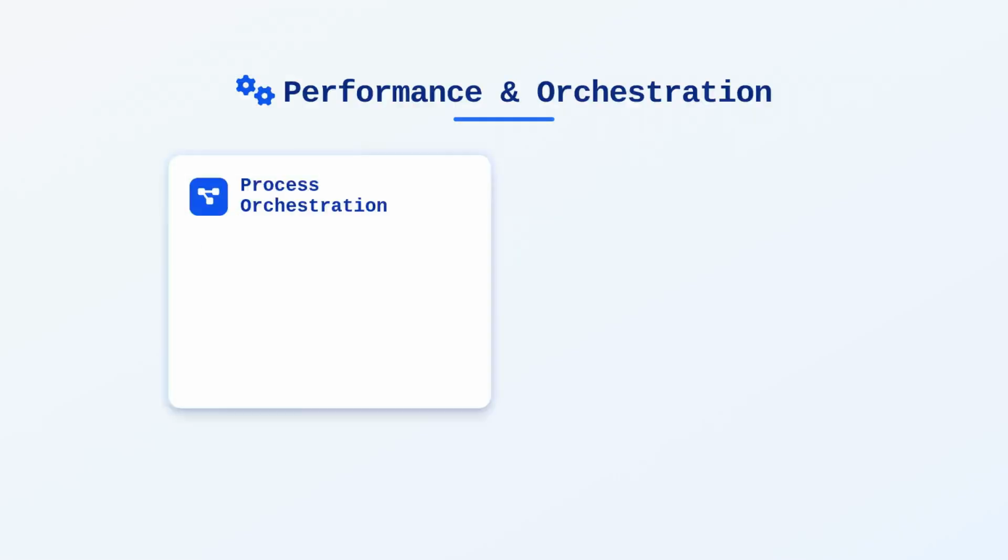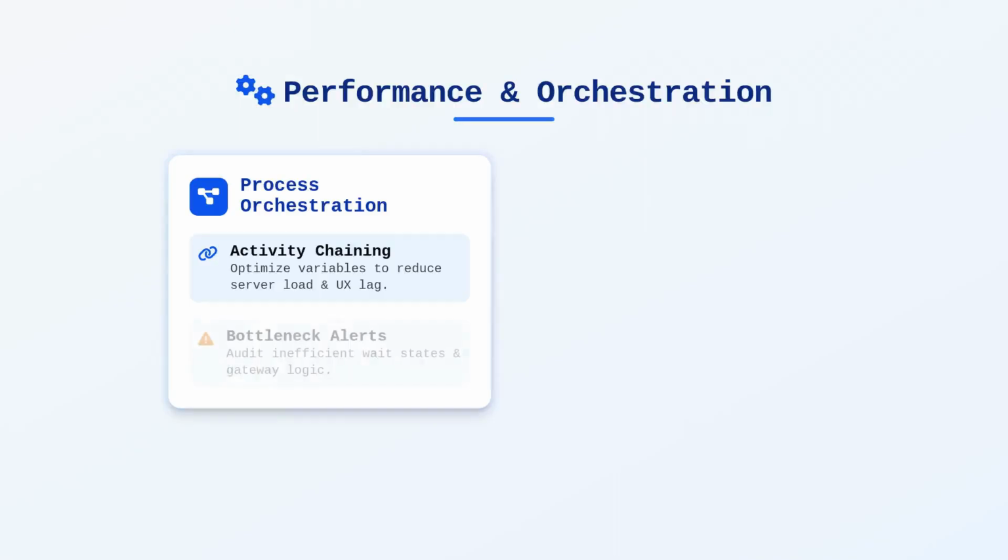Process orchestration and logic performance are often the areas where subtle certification questions are hidden. Revisit your understanding of activity chaining and process variables, specifically how they impact user experience and load on the server. If your process model hits a bottleneck, it is usually because of inefficient wait states or poorly configured gateway logic.